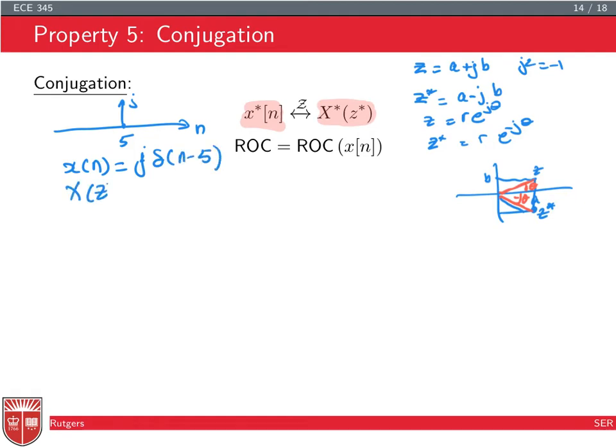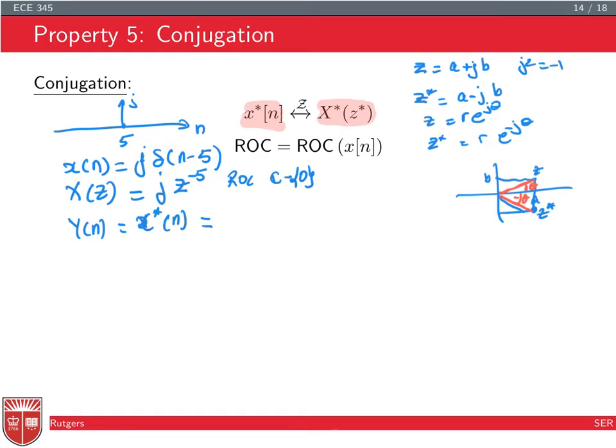Then x of z is going to be equal to j z to the minus 5, right? That's just by applying the definition. And of course, the ROC is the whole complex plane. The only problematic case here is the origin because you have a negative power of z. Now, let's take y of n to be x star of n. It means that at each time n, the value of y is equal to the conjugate of the value of x.